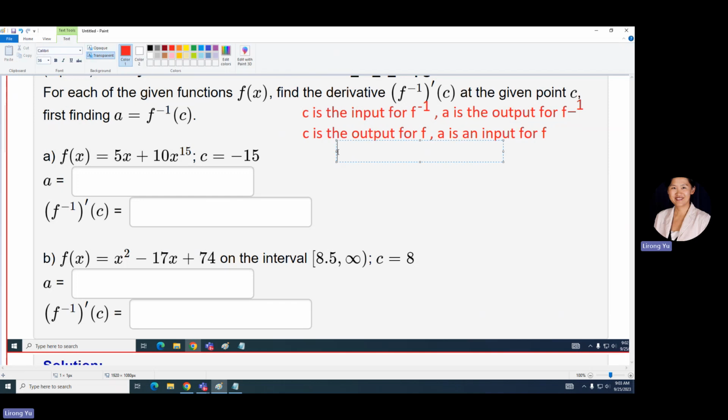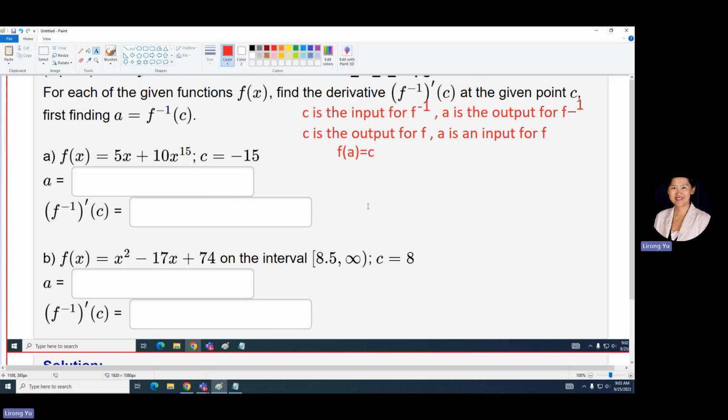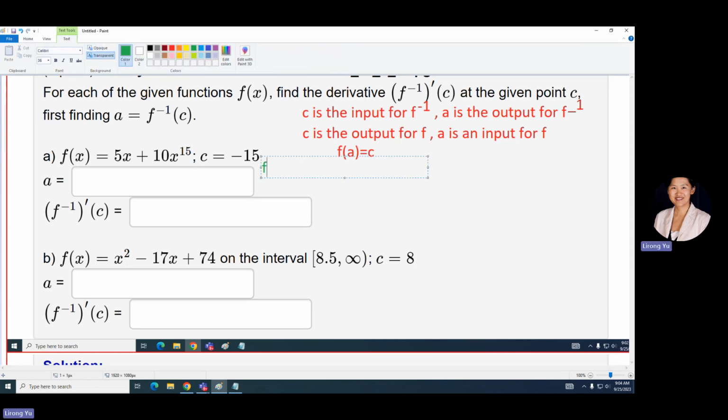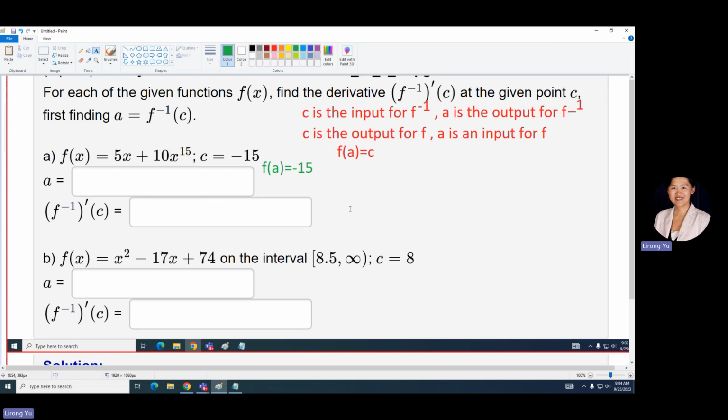To make it clear, we will have F of A equals C. Since C is the output, we are supposed to have F of A equal to C. For example, for part A, we would have F of A equal to C, and C is negative 15. So you identify where it belongs: does it belong in here, or in there? The negative 15 is the output.